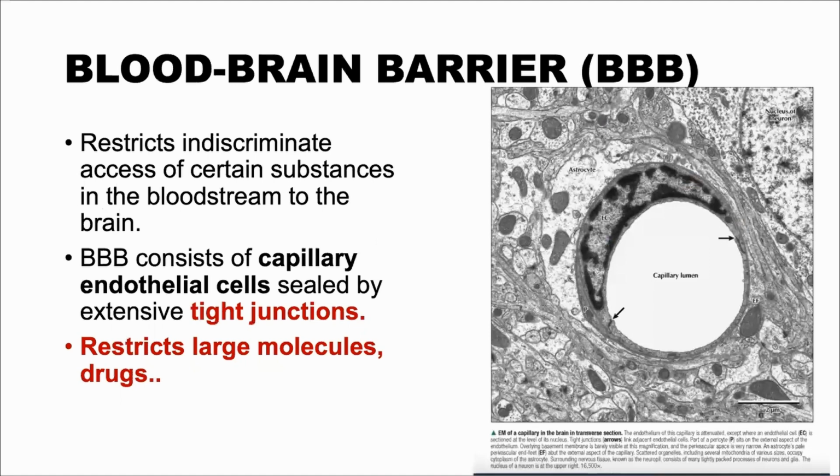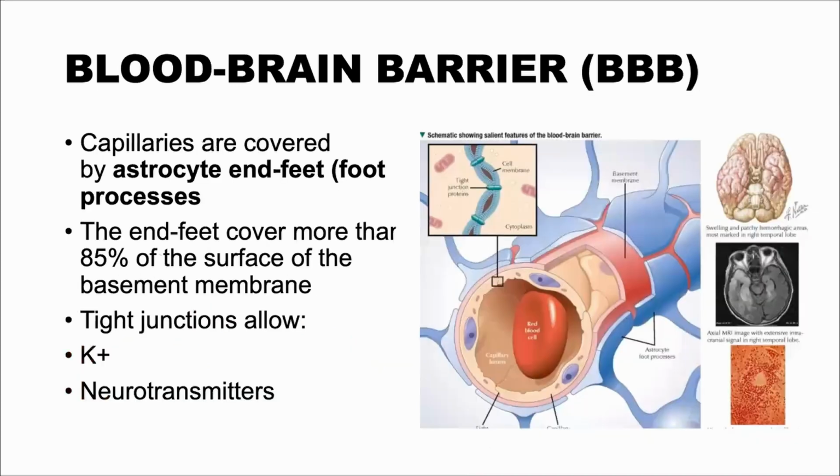A bit more on the blood-brain barrier. The blood-brain barrier is basically to restrict the inflow of macromolecules, as we mentioned before, and it does this with tight junctions. There are tight junctions between the endothelial cells. There are also tight junctions anchored between the foot processes of the astrocytes. The foot processes cover more than 85% of the endothelial cells. So these foot processes that extend from the astrocytes are pretty large. They cover up to 85% of the endothelial cells.